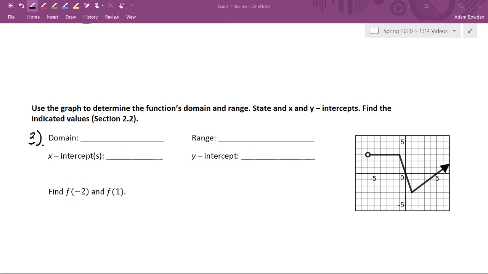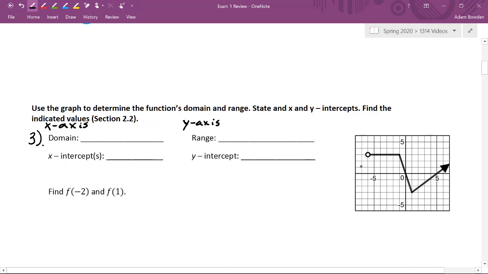Here we're going to use the graph of the function to determine the domain, the range, find the x and the y intercepts, and a few of the different values on the function. So starting with the domain, again when we try to look for the domain of the function on its graph, we're going to be looking at the x-axis, and for the range we're going to be looking at the y-axis.